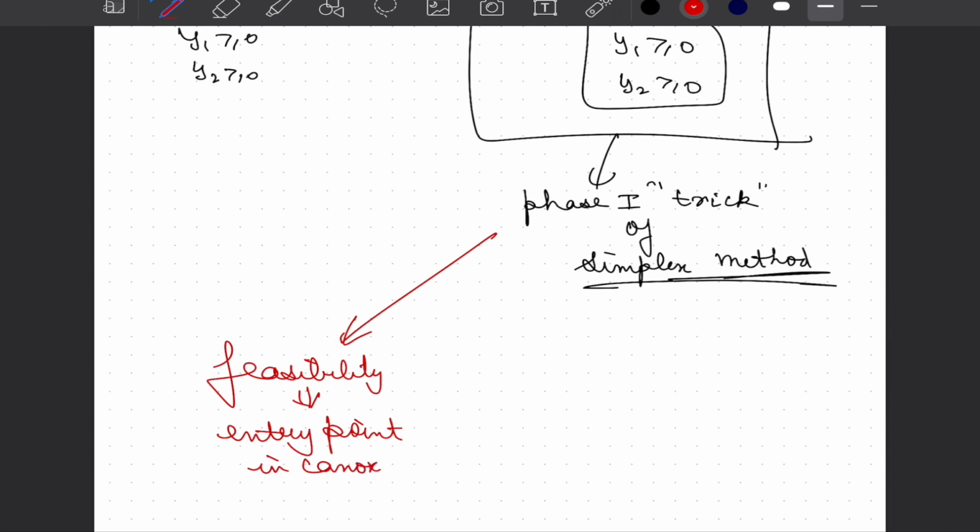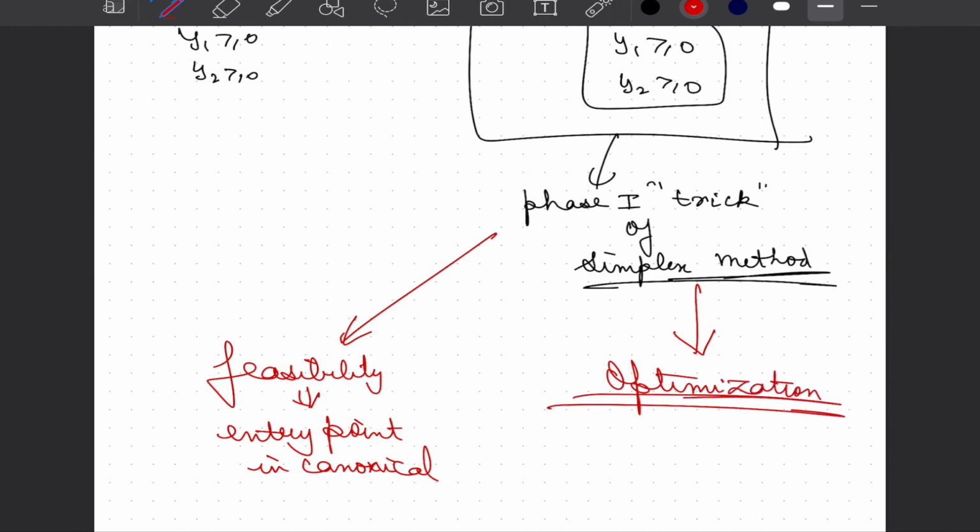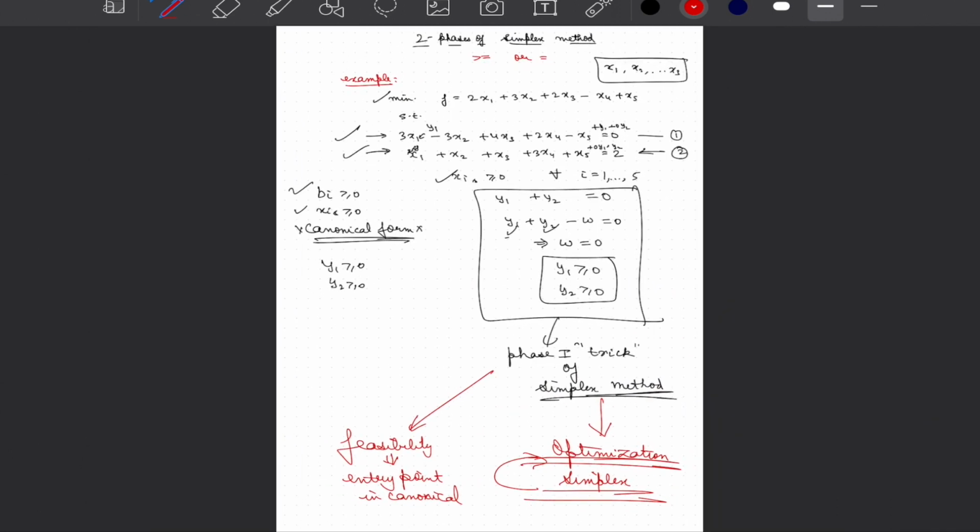The second phase of simplex method deals with the optimization, and this is what we have already discussed, the various operations of simplex method, that once we have started from canonical form, how to go for an optimal solution.